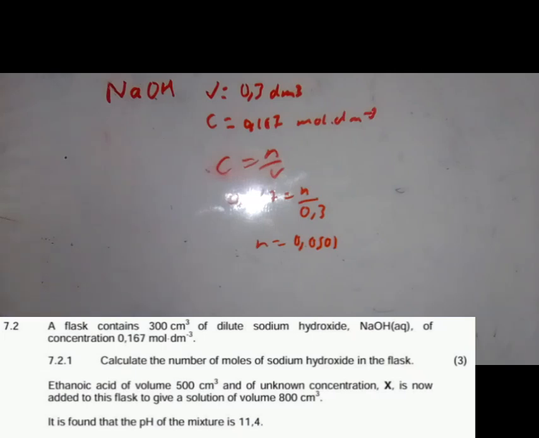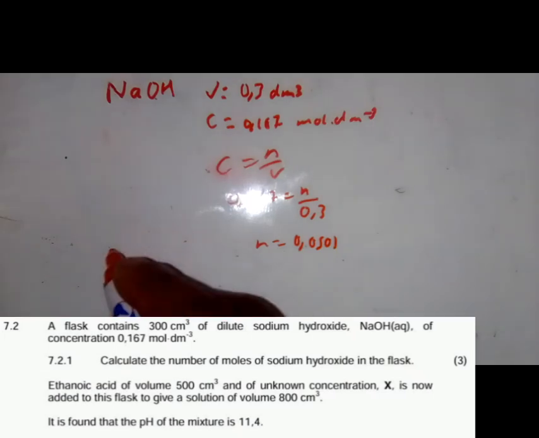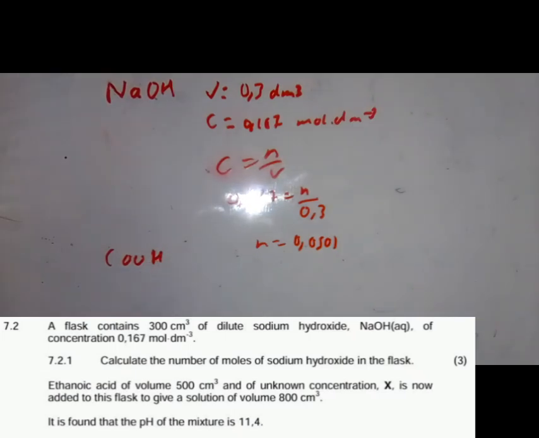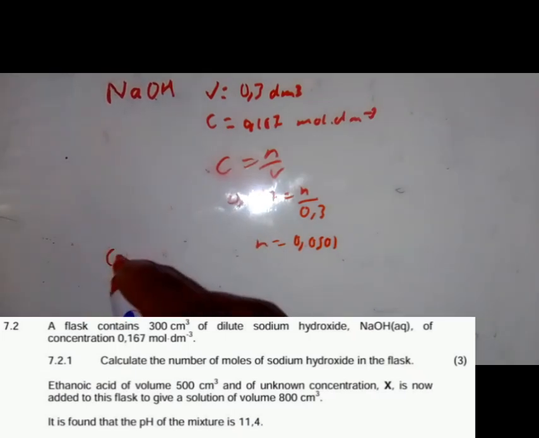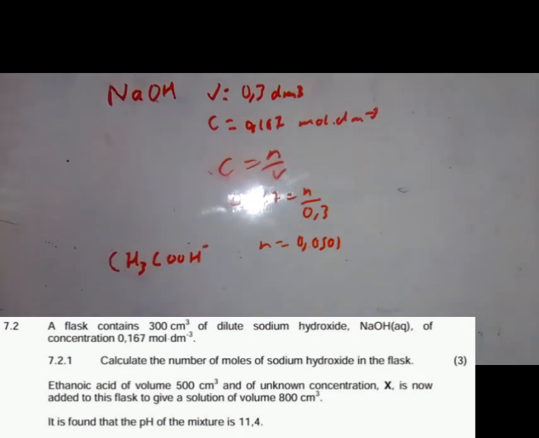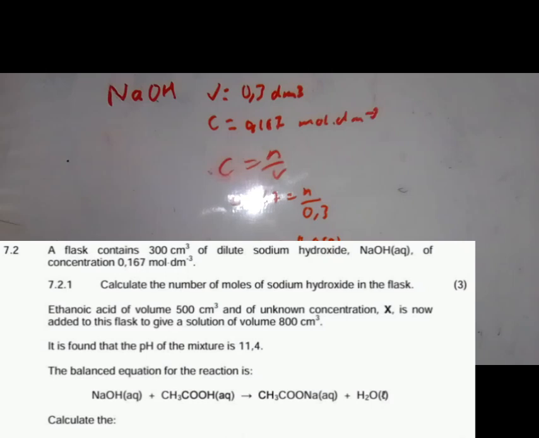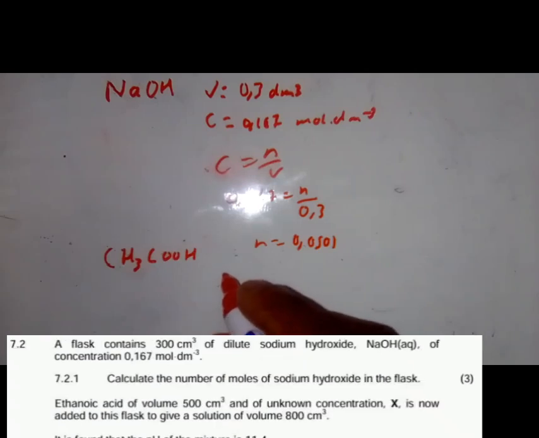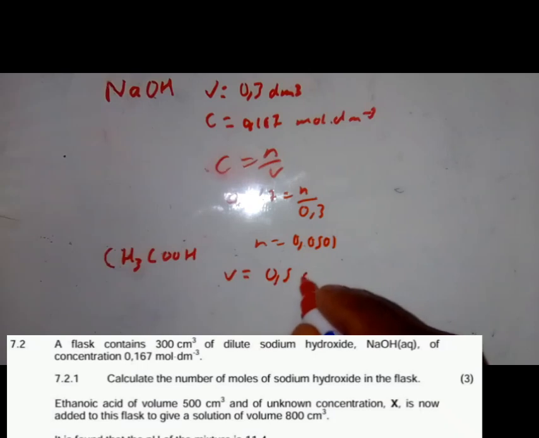So now they said ethanoic acid of volume 500 centimeter cube. Let me just write it in condensed structural formula. So this is going to be CH3COOH. Let me just see if they gave us the balanced equation. Yeah, they did, and it is indeed correct. So now we have information of this as well. The information here is 500 centimeter cube, which in decimeter cube is going to be 0.5 decimeter cube.